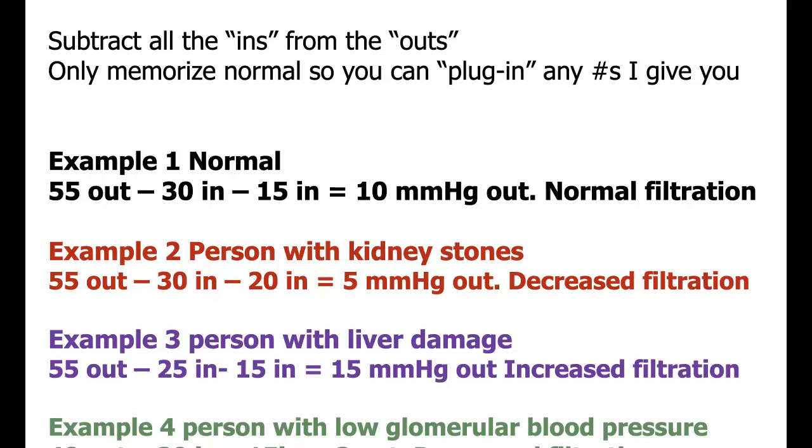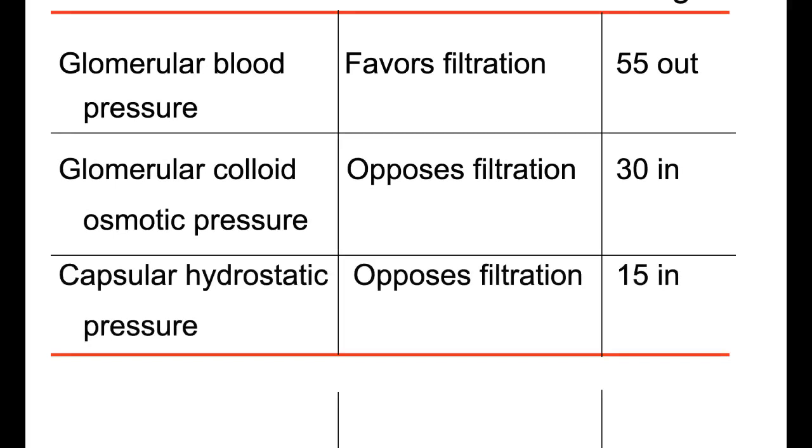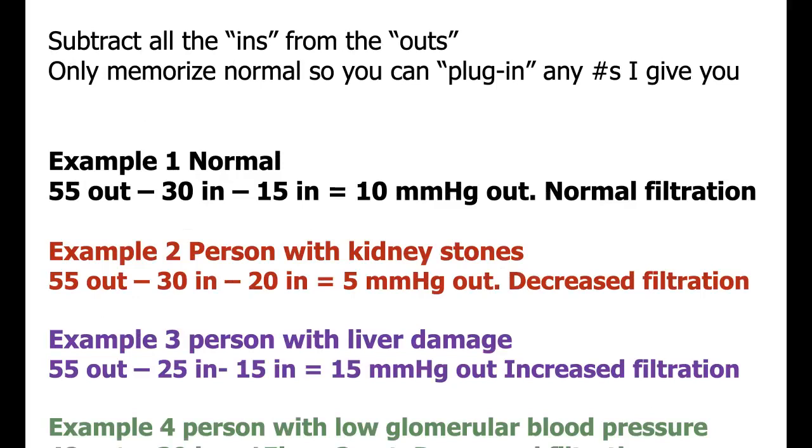Let's change it up. In someone with kidney stones, they're going to have an increase in the capsular hydrostatic pressure, from 15 to 20. When we do that, we have 55 minus 30 minus 20, so we're only going 5 out, which is still filtering, but it's decreased filtration. Someone with liver damage is going to have decreased colloid osmotic pressure, and so we're going to have increased filtration, because you're taking away less. Example 4 is a person with low glomerular blood pressure, and so they're going to have decreased filtration. Okay. So there are different ways in which we can modify this, but I want you to memorize the normal one so I can plug in any numbers I give you for any kind of pathology like this.